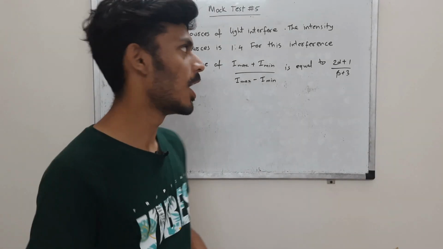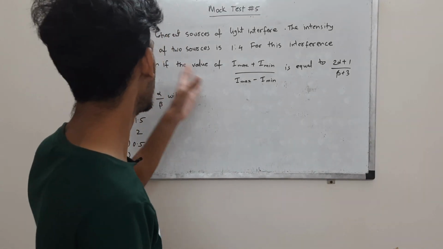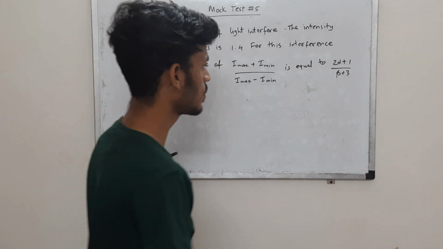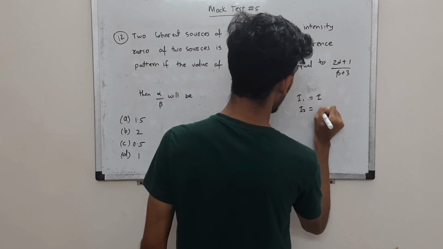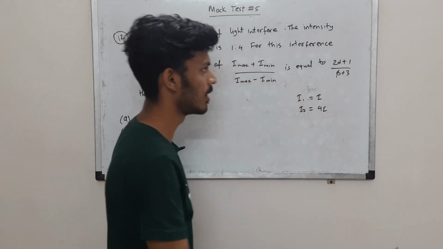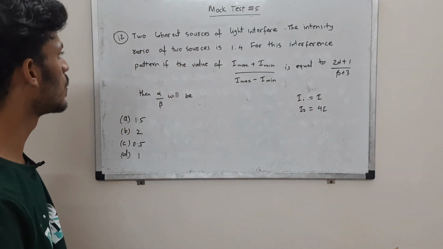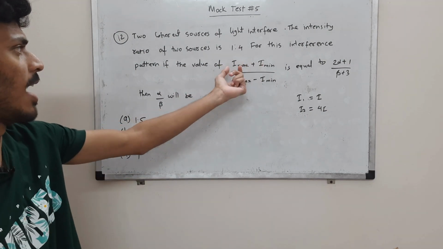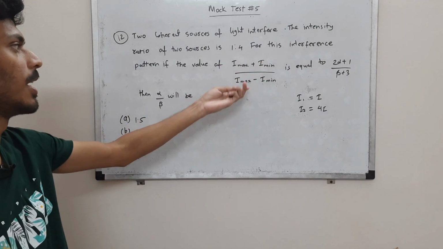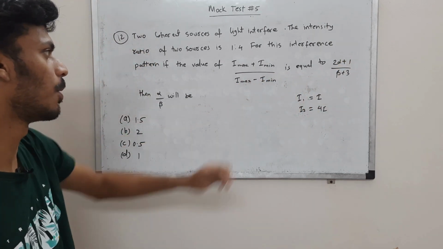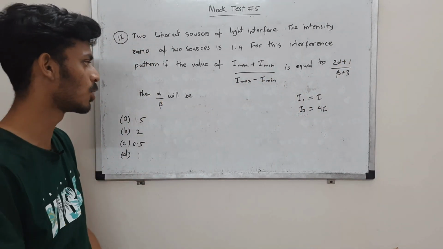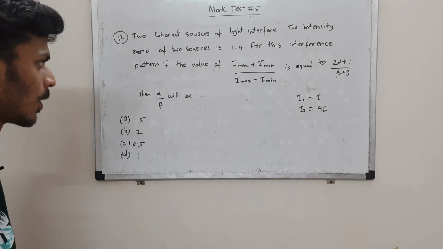We have two coherent sources of light. Their intensity ratio is 1:4, so you can take the intensity of one as I and the second one as 4I. Okay, so the ratio is 1:4. You are supposed to tell this ratio, (I max plus I minimum) upon (I max minus I minimum), is equal to (2 alpha plus 1) upon (beta plus 3). You are supposed to tell the ratio alpha by beta will be, okay.